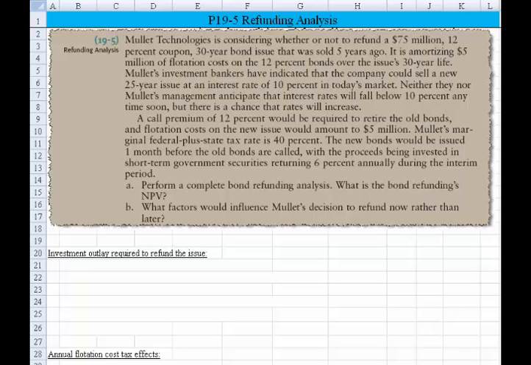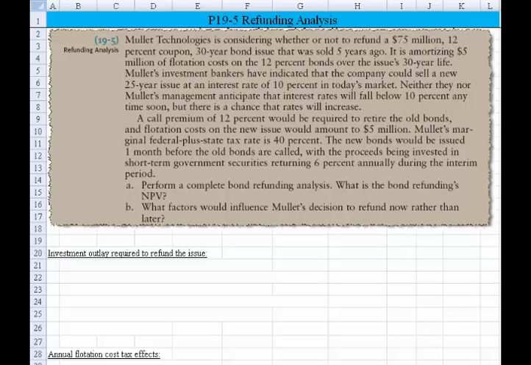Hi everyone, let's take a look at problem 19-5, which involves a refunding analysis. Mullet Technologies is considering whether or not to refund a $75 million, 12% coupon, 30-year bond issue that was sold 5 years ago, so we have 25 years left.